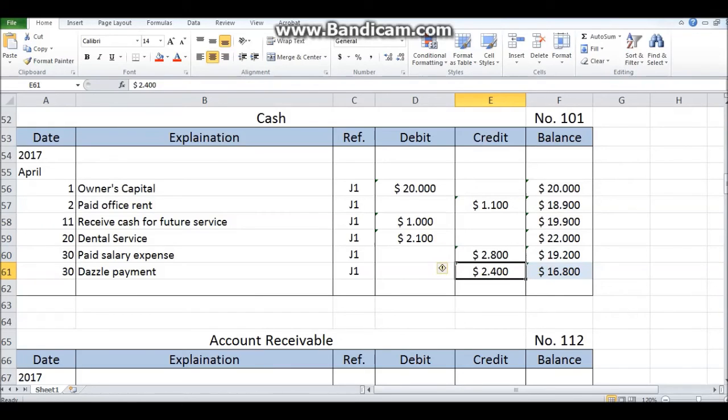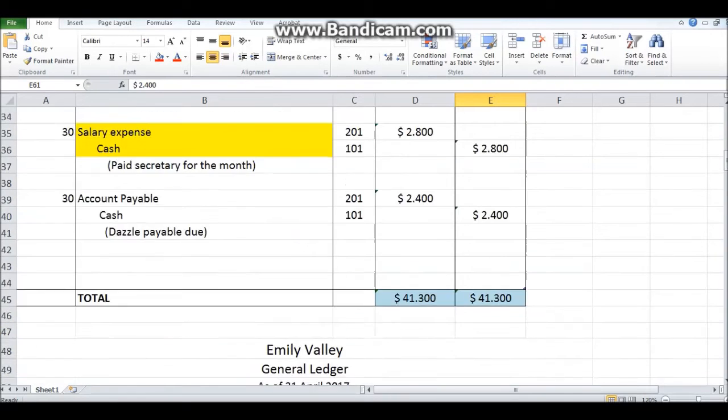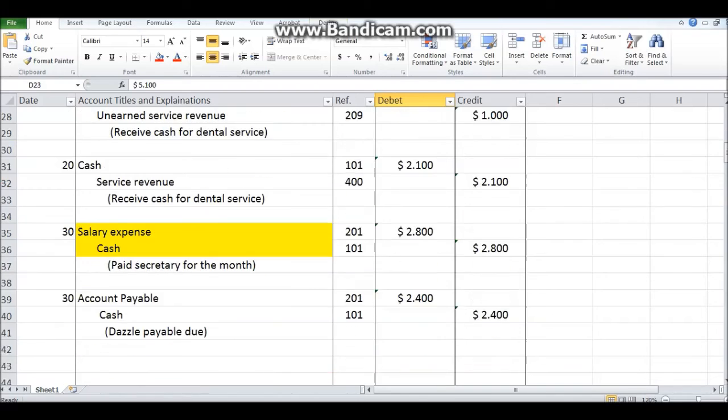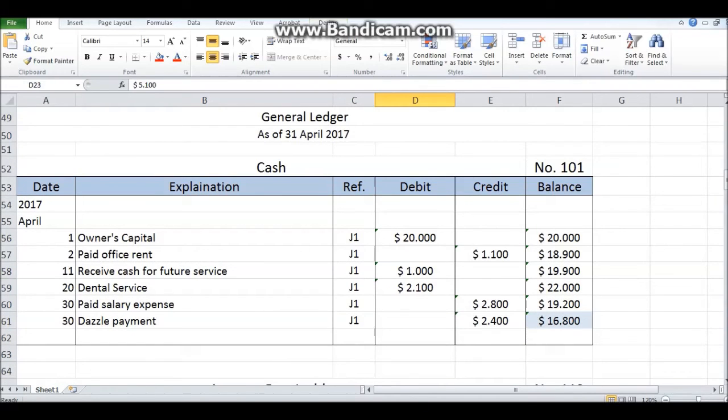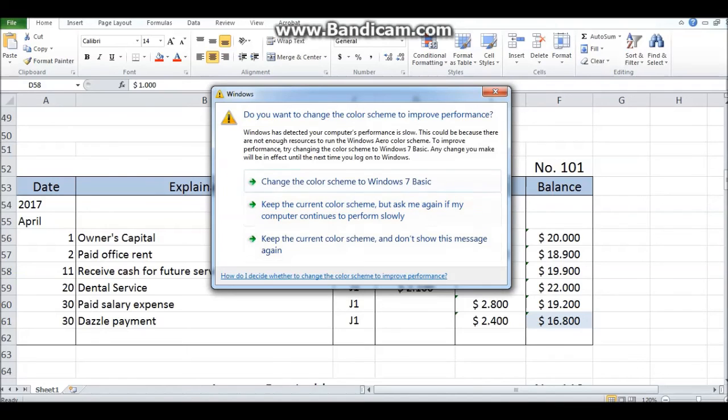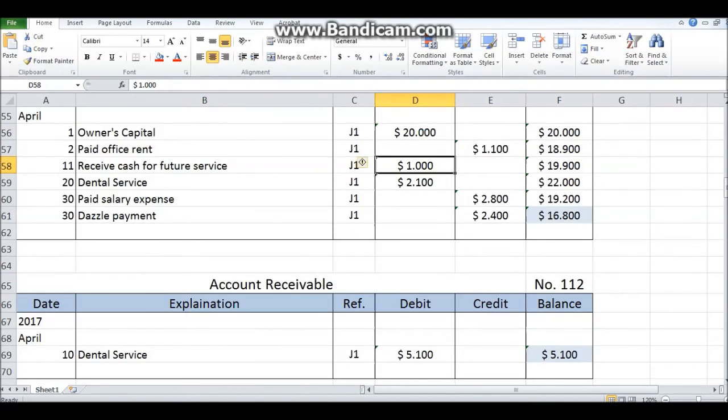Okay, if you check the 5,100, we didn't receive the cash yet, as we know that the company is only giving the invoice, so we haven't received the actual cash yet, so it doesn't go in as cash. Some of you have put 5,100 as cash, so that's totally wrong.